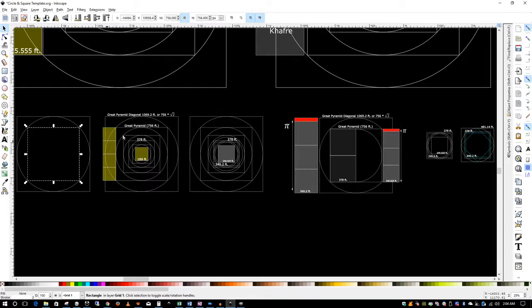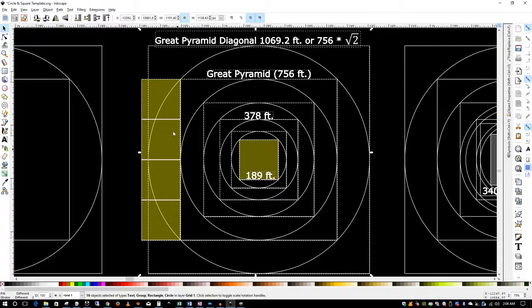So if we step through and go all the way down to 1, 2, 3, 4, we get down to 189 feet, and that is 756 divided by 4, and that's why you see this right here. So the perimeter of this square here is equal to the side length of the Great Pyramid.